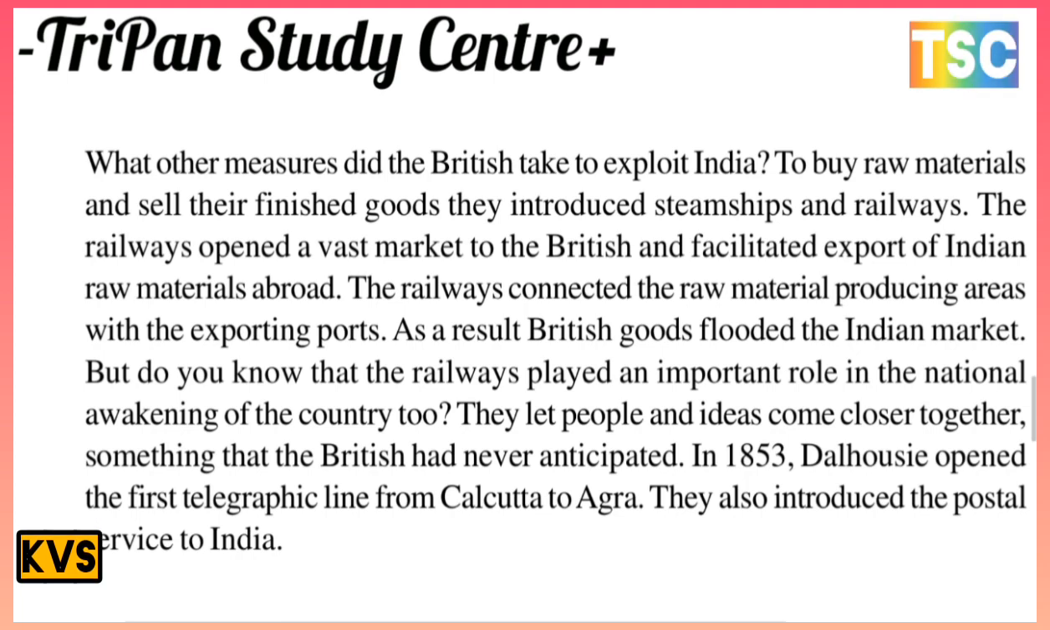And what measures did the British take to exploit India? To buy raw materials and sell their finished goods, they introduced steamships and railways. The railways opened a vast market to the British and facilitated their export of Indian raw materials abroad. The railways connected the raw material producing areas with the exporting ports. As a result, British goods flooded the Indian market.